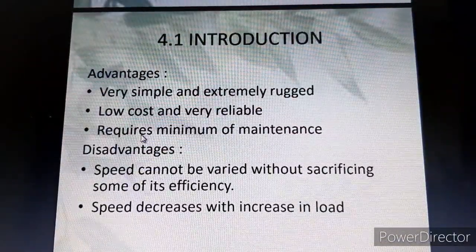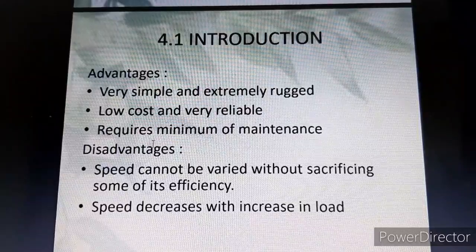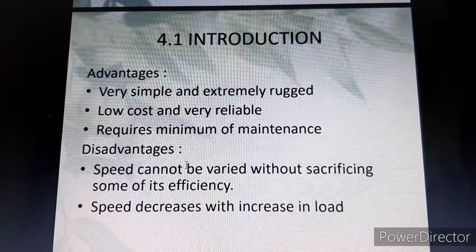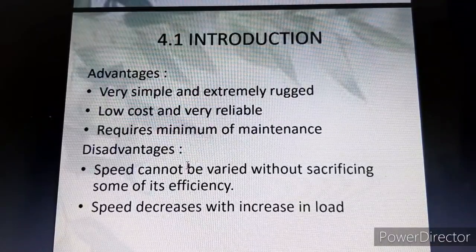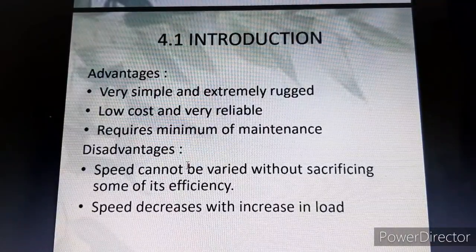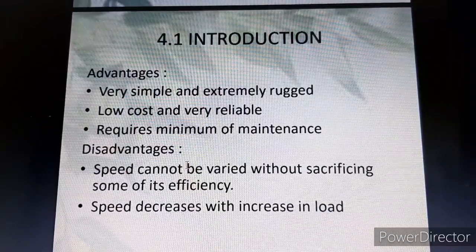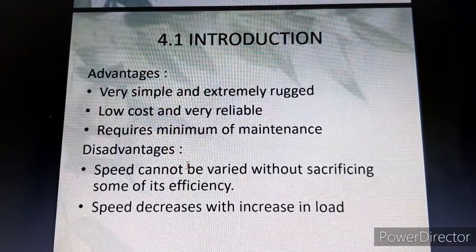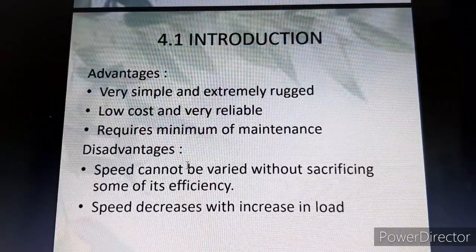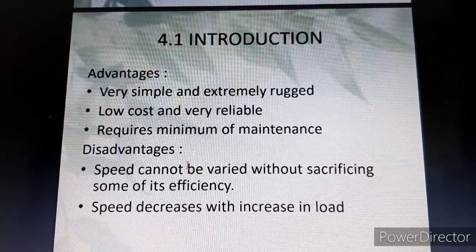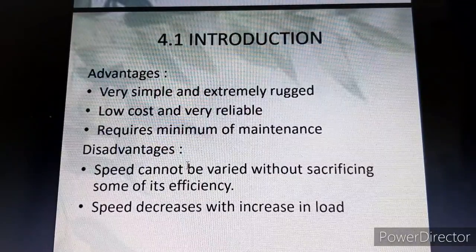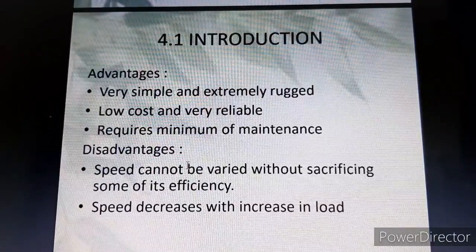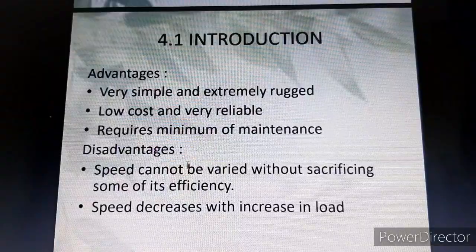As for introduction, the advantages of induction motor are that it is very simple and extremely rugged, low cost and reliable, and has minimum maintenance. On the other hand, if we want to increase the efficiency, we need to sacrifice its speed. And number 2, speed decreases with increasing load.